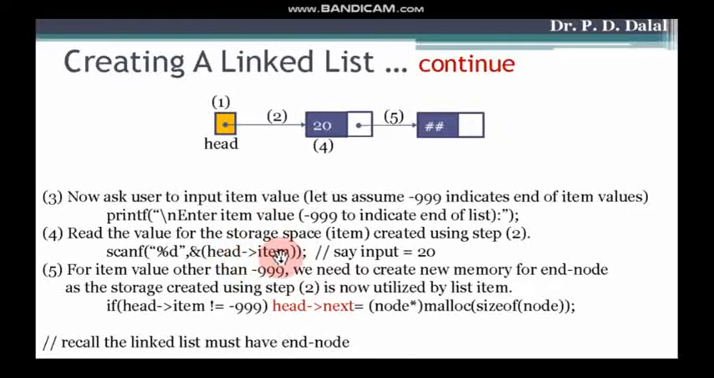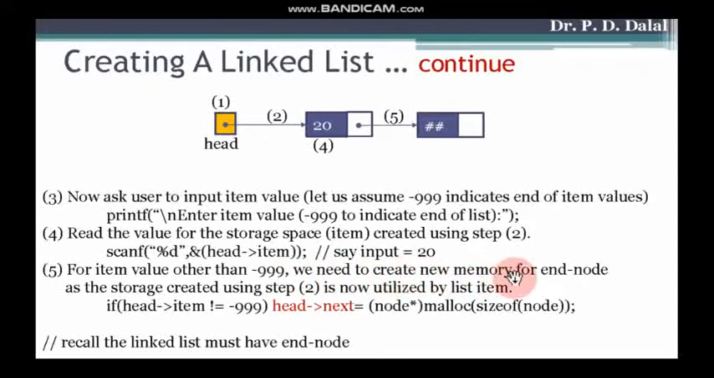Head arrow item. And in the fifth step, we know if this item value is, suppose, 20, so of course this is not going to be the last node because it is having a value 20. So the user still wants to continue entering the next node.